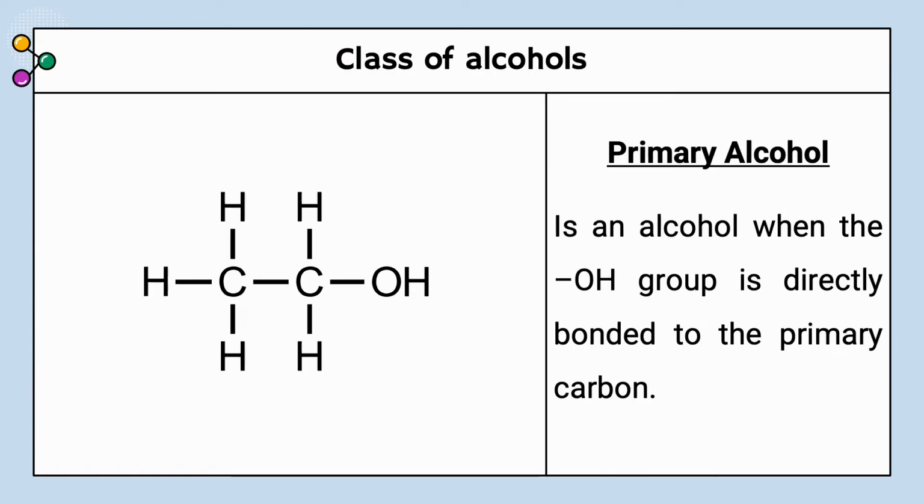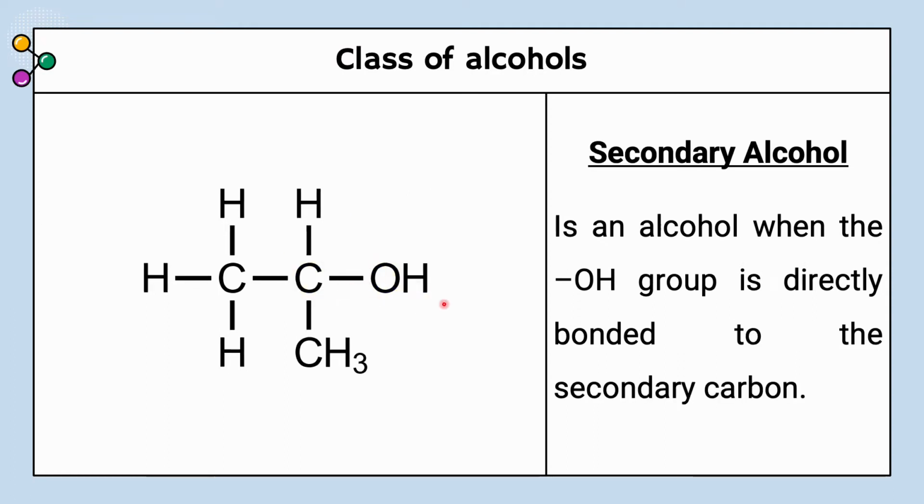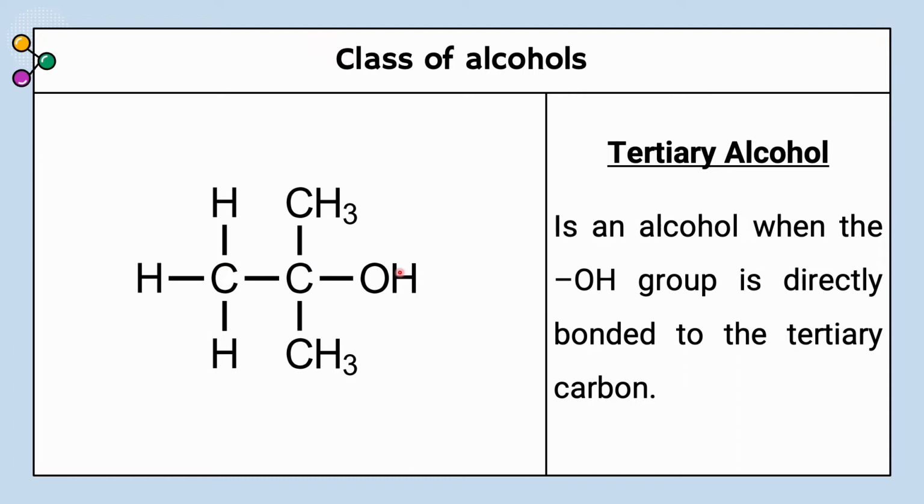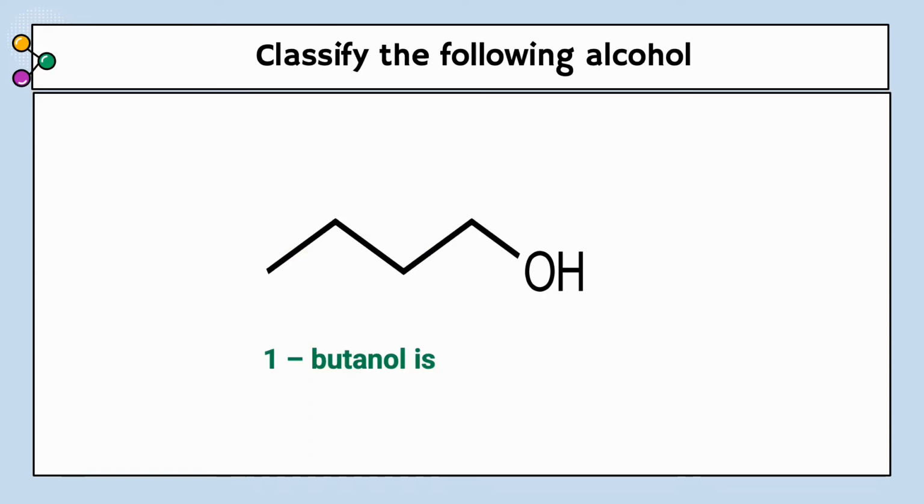So just like carbon and hydrogen, alcohol also we can classify into different classes. Okay, so when the hydroxyl group is bonded to a primary carbon, we call it a primary alcohol. Now if the hydroxyl group is directly bonded to a secondary carbon, the class of alcohol we call a secondary alcohol. If the hydroxyl group is bonded to a tertiary carbon, the class of alcohol we call a tertiary alcohol. So for this experiment, we're going to use 3 different types of alcohol.